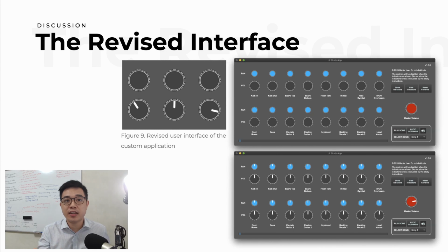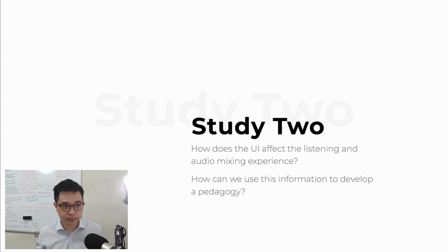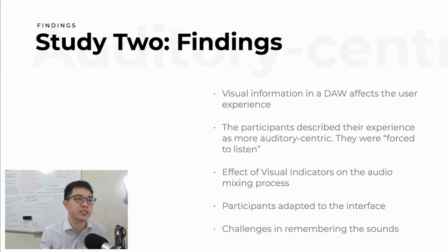So I'm giving them the autonomy to do something, but I'm not saying that you must do something. All right, in terms of showing the indicators itself, some of my findings are that the visual information in the DAW does affect the user experience for them. They all mentioned that if I see something, I will feel that it tells me some truth.